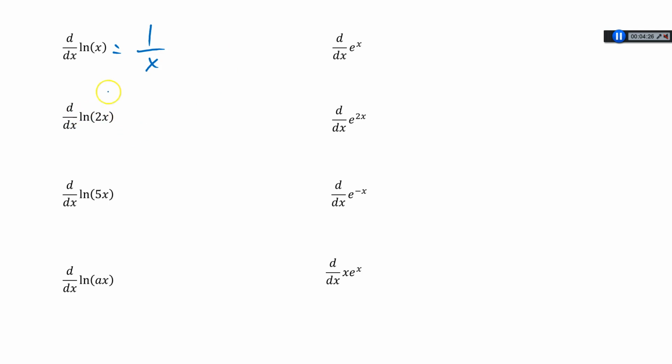Derivative of natural log of 2x, that's going to be 1 over 2x, and multiply by the derivative of the baby function, which is 2. Those 2 cancel. Oh, it's 1 over x. Interesting. Natural log of 5x, 1 over 5x, chain, times 5. That's also 1 over x.